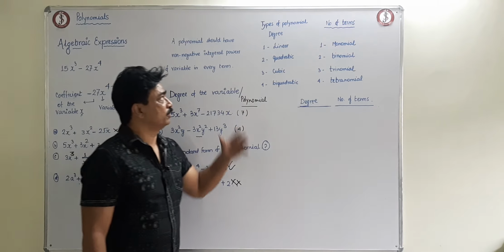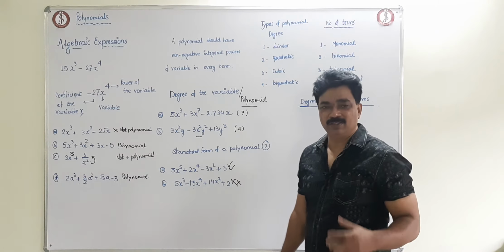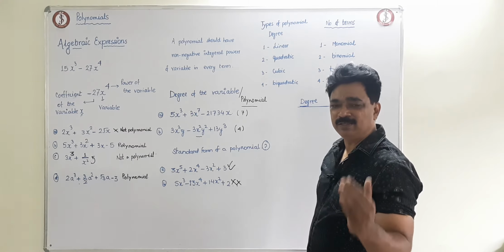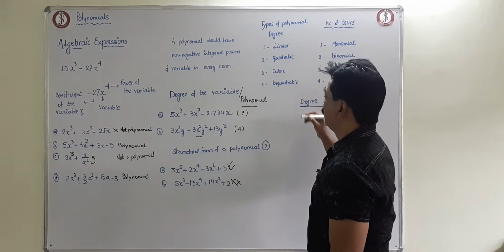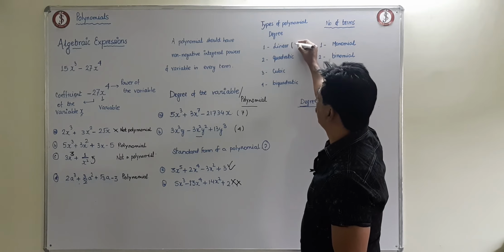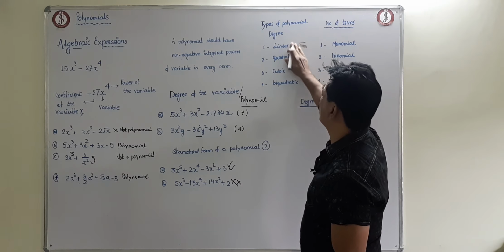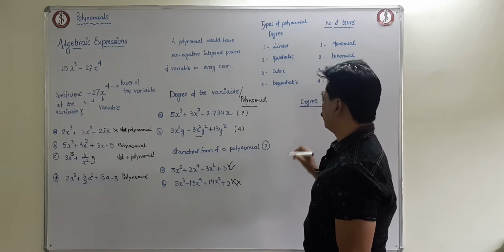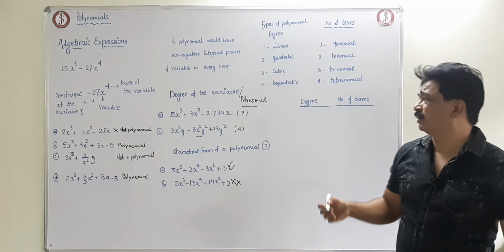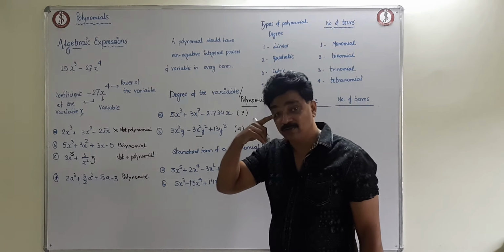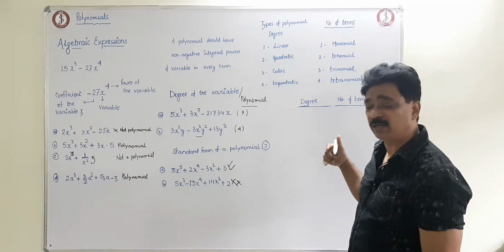Now third is the types of polynomials. We have named them to a certain extent according to the degree. If the degree of any polynomial is 1, then it is a linear polynomial. For example, 3x plus 5 is a linear polynomial. Quadratic means 4x square plus 2 is a quadratic polynomial. If the degree is 3, like 5x cube plus 3x plus 2, then it is a cubic. And if the degree is 4, then it is biquadratic.